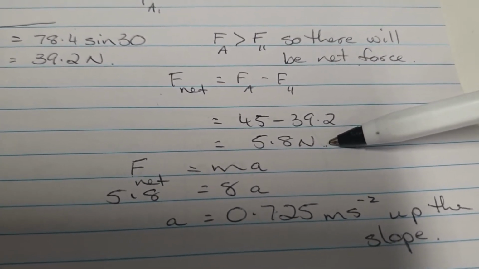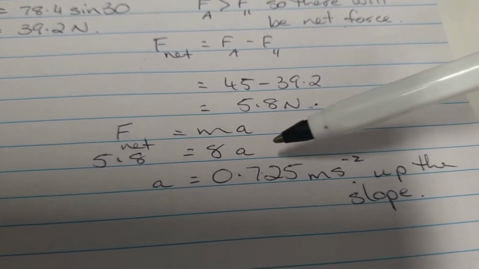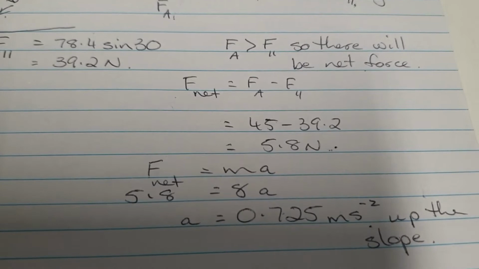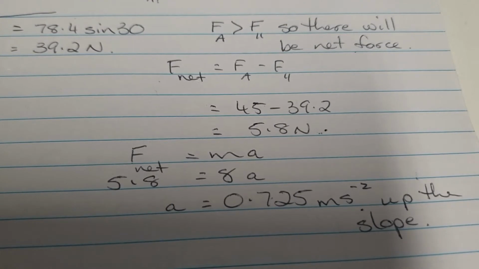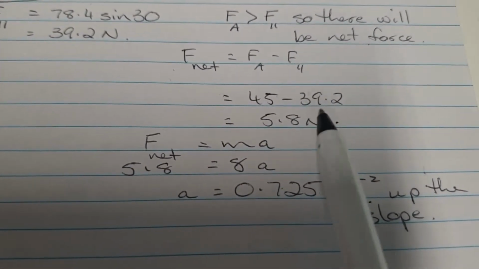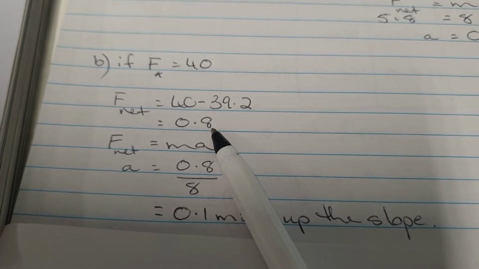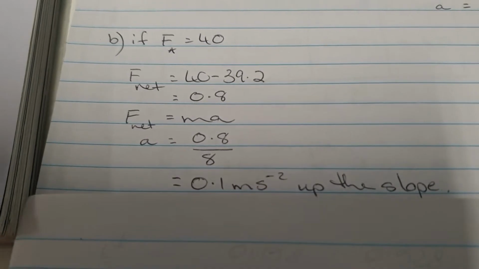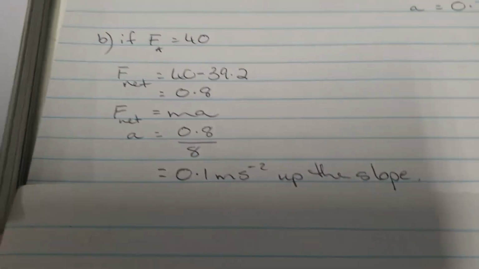5.8 newtons net force up the slope. We've got the mass is 8 kilos. We arrange that. It's going to accelerate 0.725 meters per second squared up the slope. Pretty straightforward. Decide what the motion would be if the applied force was 40 newtons. So instead of 39.2, we're going to have 40. So it's just a decrease in the acceleration. So the net force now is 0.8. F equals ma, 0.1 meters per second squared up the slope.